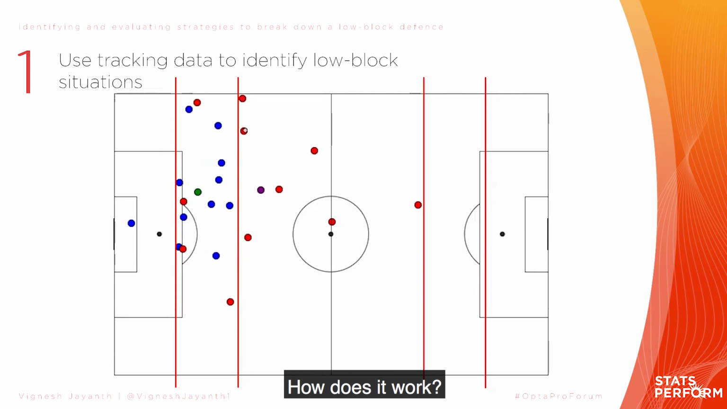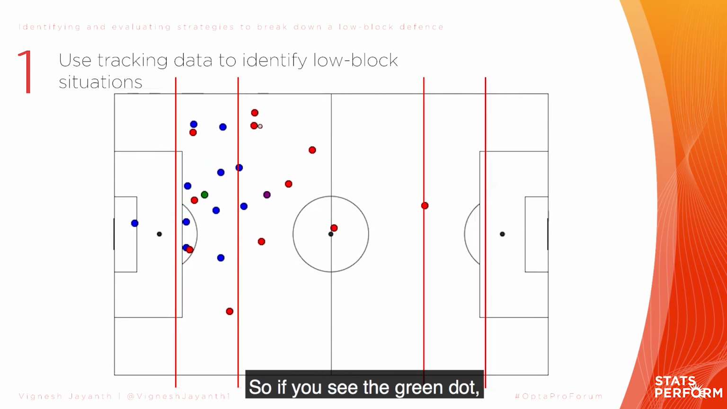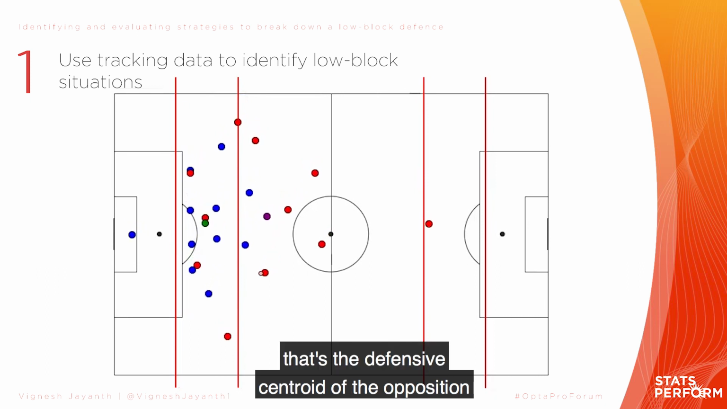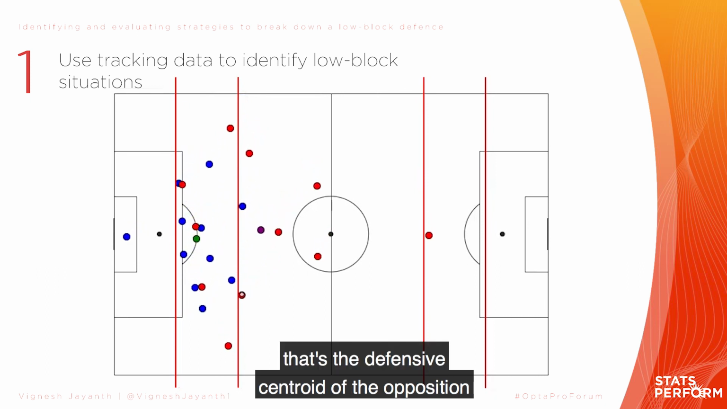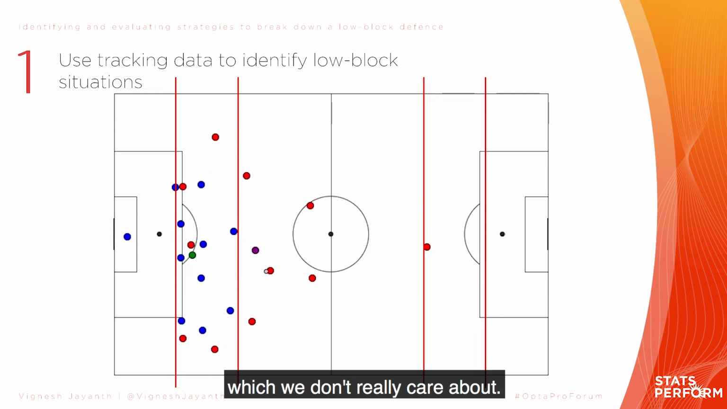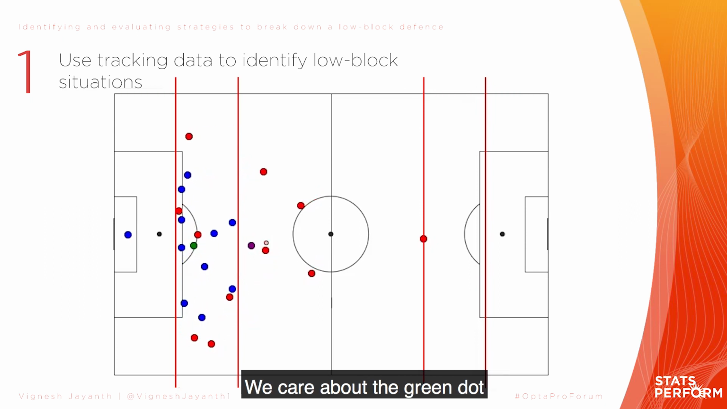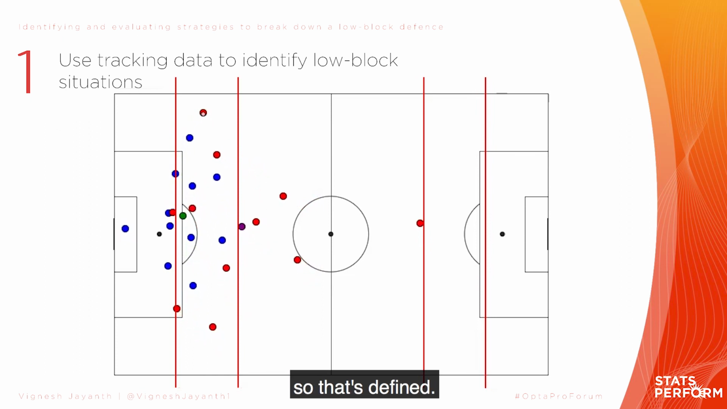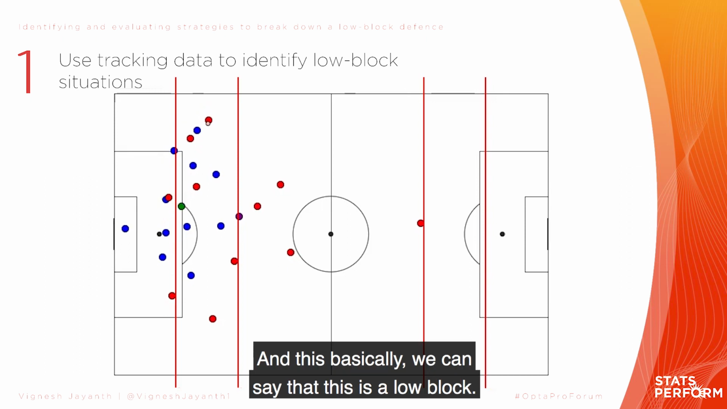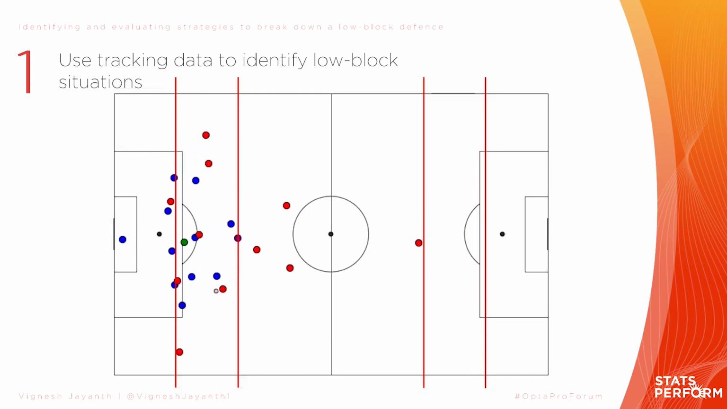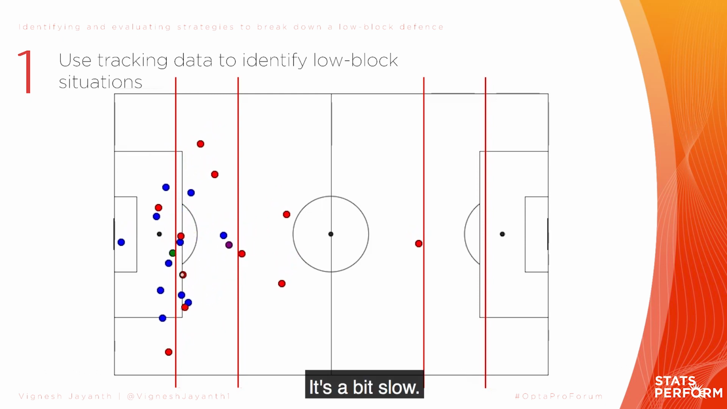So how does it work? If you see the green dot right in the middle, that's the defensive centroid of the opposition, and the purple dot is our centroid, which we don't really care about. We care about the green dot, and you see the green dot is in the low block zone, so we can say that this is a low block, based on the centroid of the defensive team. It's a bit slow.